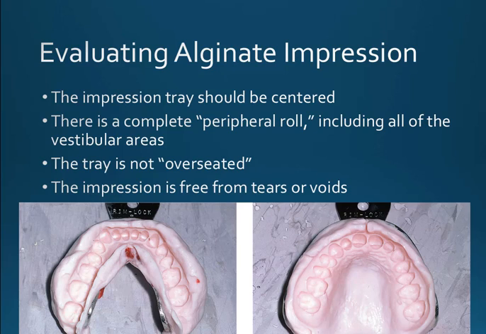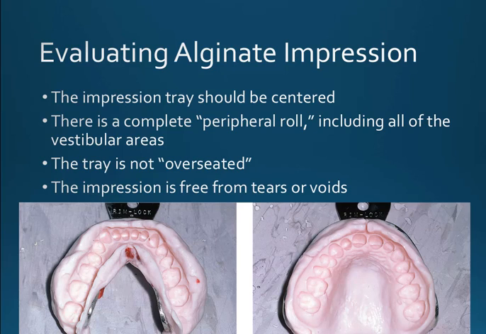You'll also want to look for a complete peripheral roll. That's including all those vestibule areas. So if you look at the mandibular and maxillary impressions here, you'll notice that we have a beautiful roll on the mandibular and we have a roll as well on the maxillary, and that extends all the way around the trays in those vestibule areas.